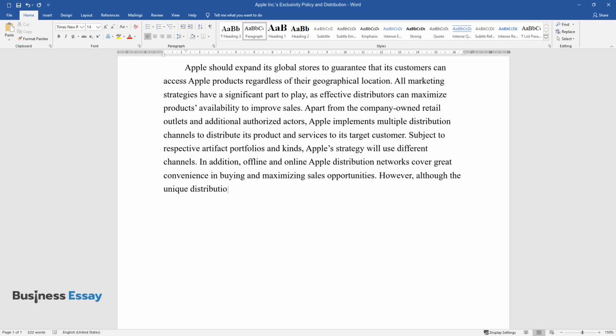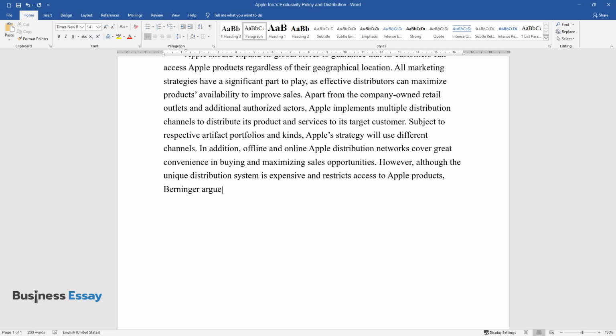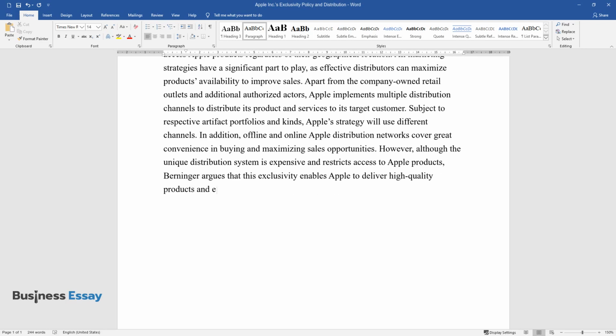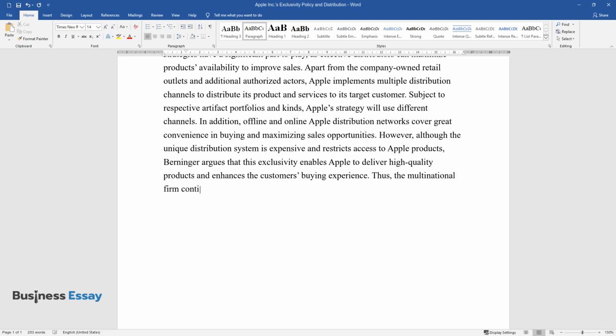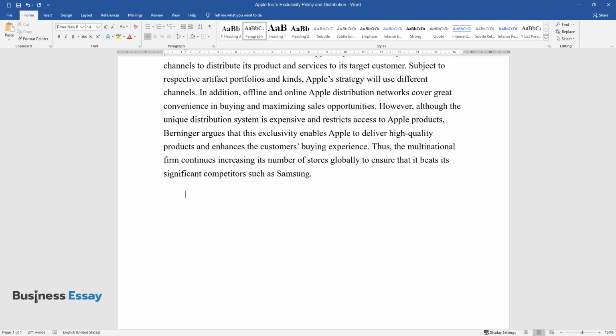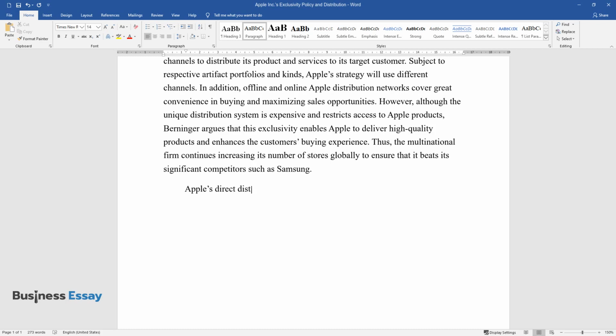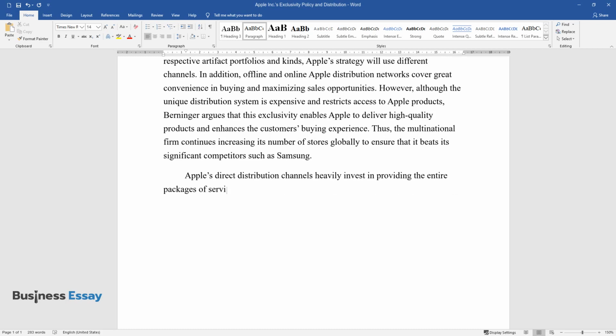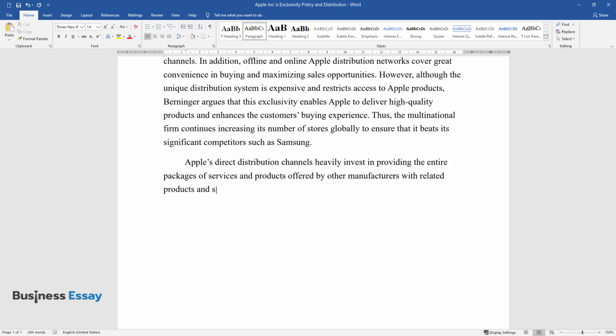However, although the unique distribution system is expensive and restricts access to Apple products, Berninger argues that this exclusivity enables Apple to deliver high-quality products and enhances the customer's buying experience. Thus, the multinational firm continues increasing its number of stores globally to ensure that it beats its significant competitors such as Samsung. Apple's direct distribution channels heavily invest in providing the entire packages of services and products offered by other manufacturers with related products and services.